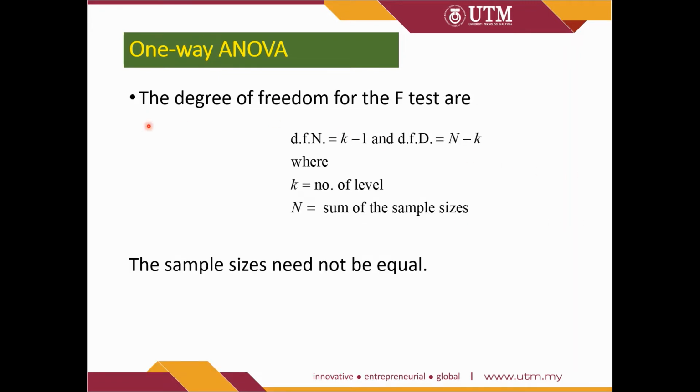And then we also have to know the degree of freedom for the F-test. The degree of freedom for the numerator is equal to k minus 1, and the degree of freedom for the denominator is equal to n minus k, where n is the sum of the sample sizes. So the sample size need not be equal. Okay, we can also use the one-way ANOVA for sample sizes that are not equal.